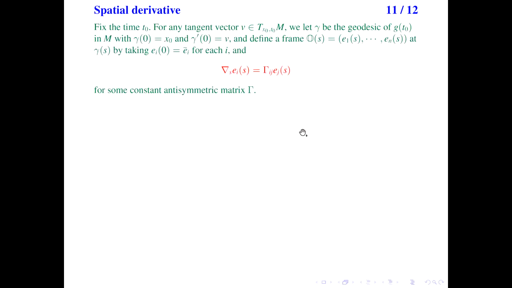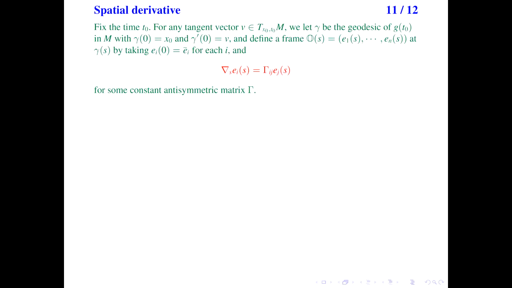Then we need to calculate the spatial derivative. For the spatial derivative, we can fix the time t0, and to compute the spatial derivative along a direction nu, we can first find a geodesic gamma on the hypersurface starting from the point x0 and with respect to the direction nu.